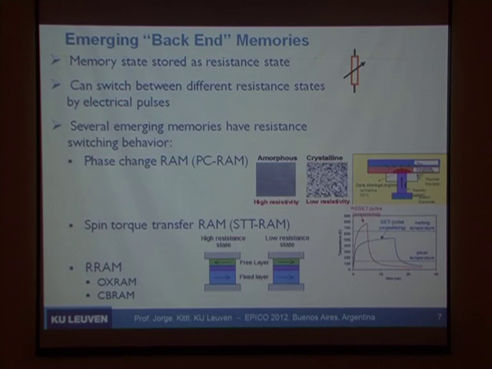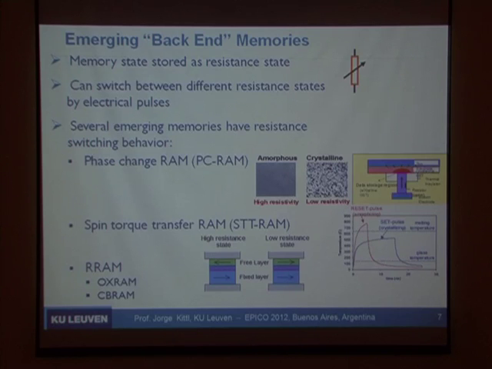Back-end memory is something that's done after you finish your transistors, in the metallization at some level between 3 and 4 or something like that. So that's why it's called back-end. And the memory is stored as a change in the resistance state, and you can switch between the states by electrical pulses. This is basically the common feature of all of these.